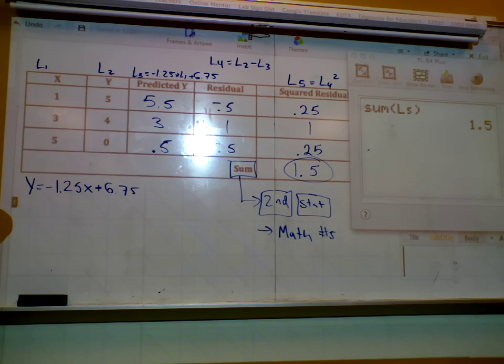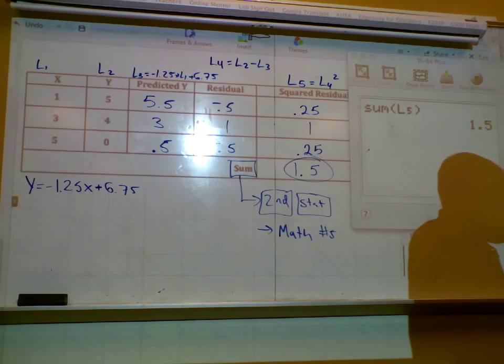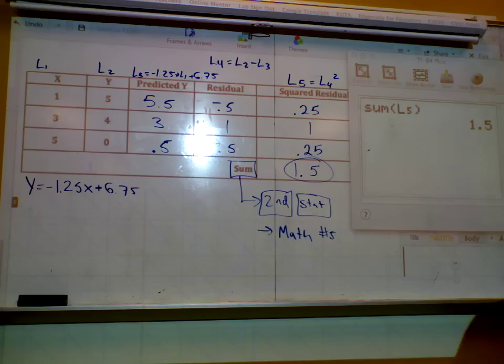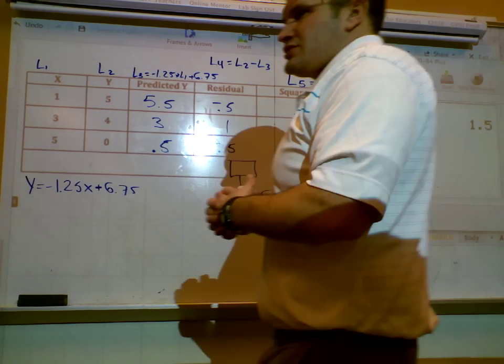Now, what I want you to do for the rest of the hour, I want you to look at the two tables in the back, and find the sum of the square residuals. That means you need to find the regression equation, find the residuals, find the residual squared, and add them all up for all the data points. Are there any questions?